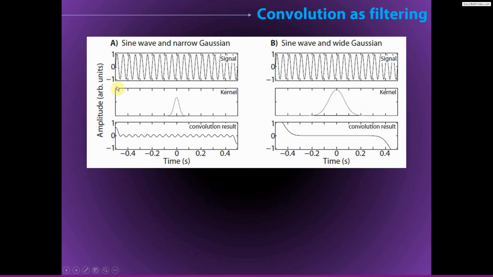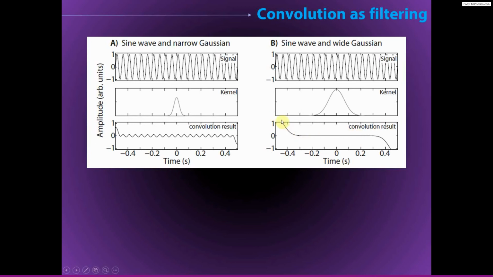So you don't have to worry about the amplitude scaling. That isn't really important. But it is relevant that this Gaussian is wider than this Gaussian. And now when we perform convolution, the result is just a flat line. So we no longer have a sine wave, we just have a flat line.